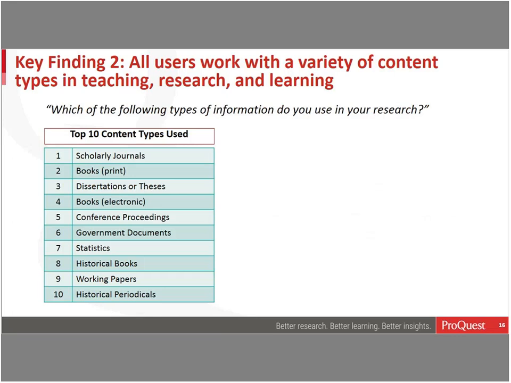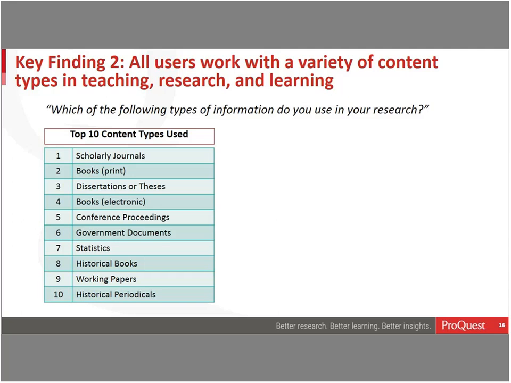These are the top 10 most used content types from all respondents in the survey. Maybe a few surprises, maybe a few that you would expect to see. The top 4 there are scholarly journals, print books, dissertations and theses, and ebooks. A lot of us would probably guess that that would be the top 4. But the key thing we thought from this is that different types of information have their own unique value depending on the different stage of the research or what question they're trying to ask.